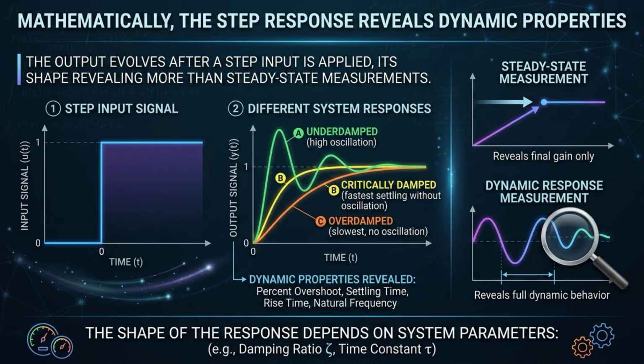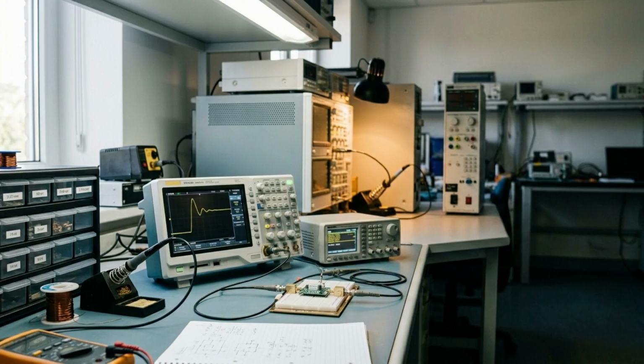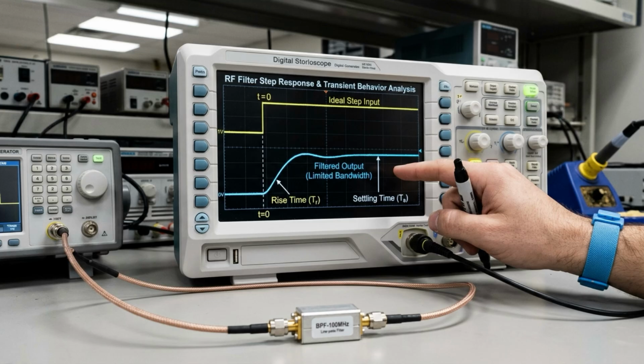Step responses are widely used in RF and communication engineering to evaluate how circuits react to sudden signal changes. Amplifiers, filters, and receivers often experience abrupt transitions during startup, switching events, or digital signal processing operations. In practical RF systems, engineers analyze step responses to understand bandwidth limitations and transient behavior. A filter with limited bandwidth, for example, cannot respond instantly to a step input. Its output rises gradually, reflecting the physical limitations of the system.